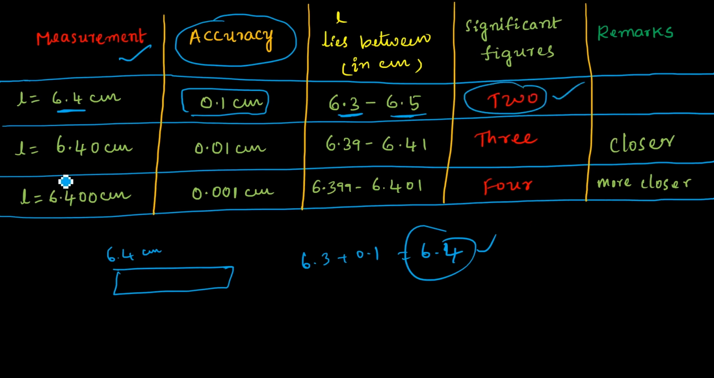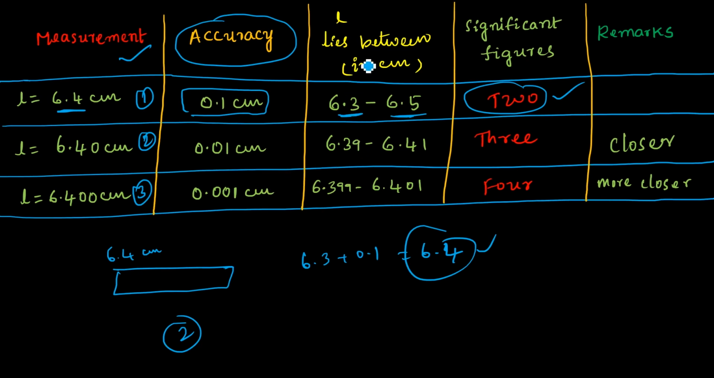And then the next example you can consider. In the second example, L equal to 6.40 centimeter. So here what is the accuracy? It is 0.01 centimeter. That is also considered the least count. Up to that much length we can measure accurately, so that is called accuracy, 0.01 centimeter. If you didn't get the accuracy and least count, you can see my previous video on units and measurements.